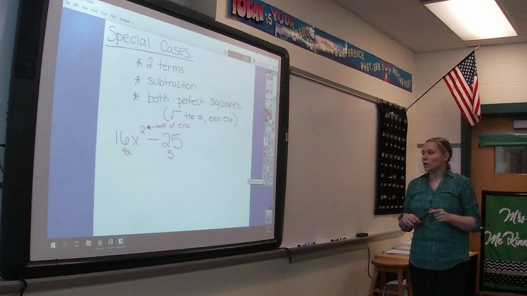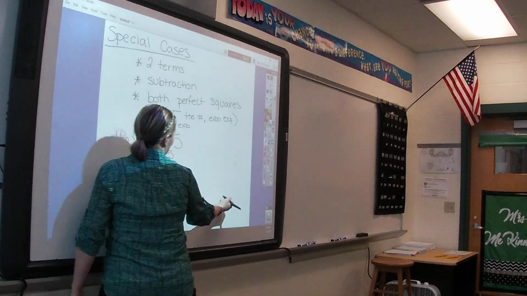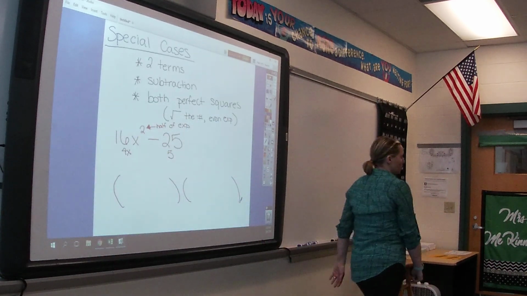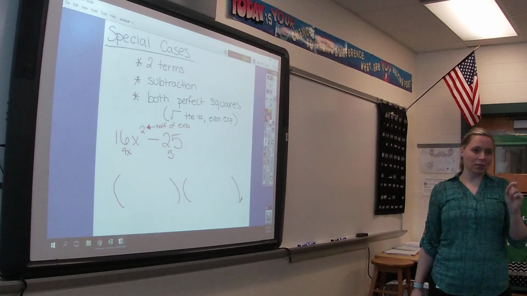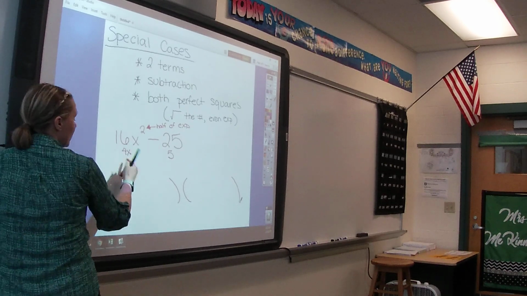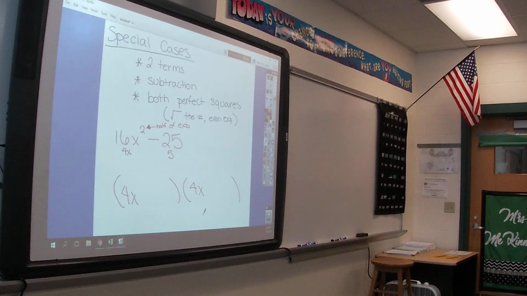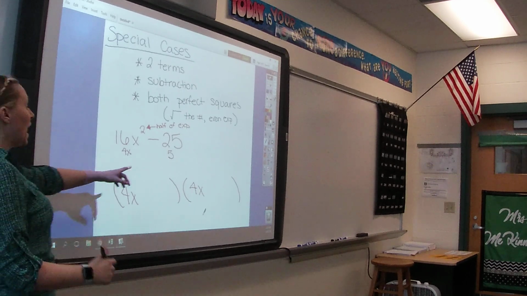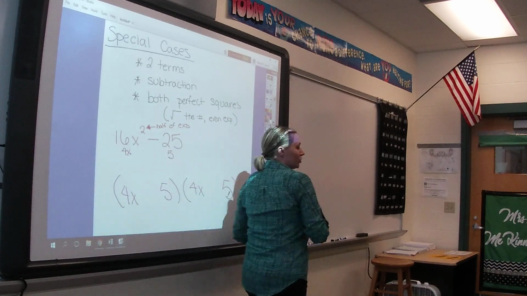Once you have that info, you're going to make 2 binomials. What's a binomial? 2 terms. Okay, so we're going to make 2 binomials. You cannot change the order. That's sort of the key here. So because 4x is the first perfect square root, we're going to put 4x first in each of these binomials. And because 5 is second, we're going to put 5 second in each of these.